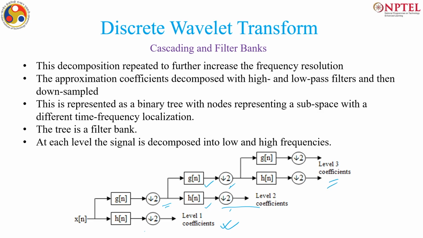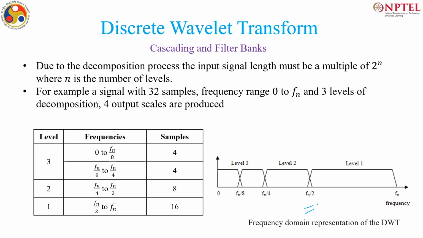So, this is like a binary tree where you are getting a split, and this is representing a subspace with a different time frequency localization. Why different time frequency localization? I will show you pictorially. And this tree is basically now a filter bank. We already discussed filter bank in the multi-resolution, multi-rate topic. So, we see that at each level the signal is decomposed into low and high frequencies. So, this is what I was talking about.